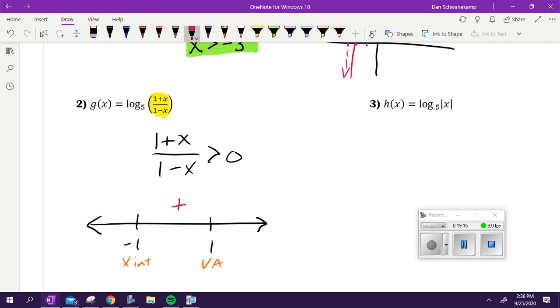So in between there, it's positive. A number bigger than 1, like 2, it'd be 3 over negative 1. Negative. A number less than negative 1, like negative 2. That would be negative. So the domain of this function is what then? Negative 1 to 1, because we want this thing to be greater than 0. Negative 1 to 1 is when it's going to be greater than 0.